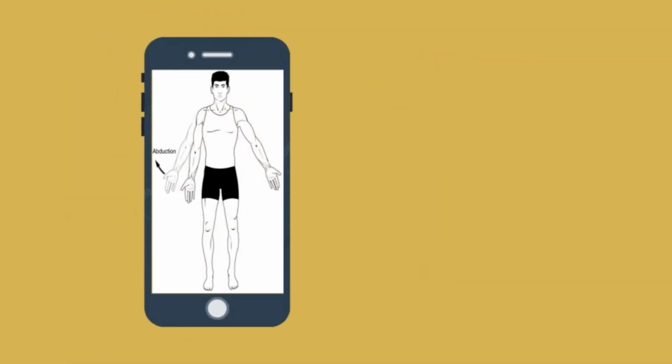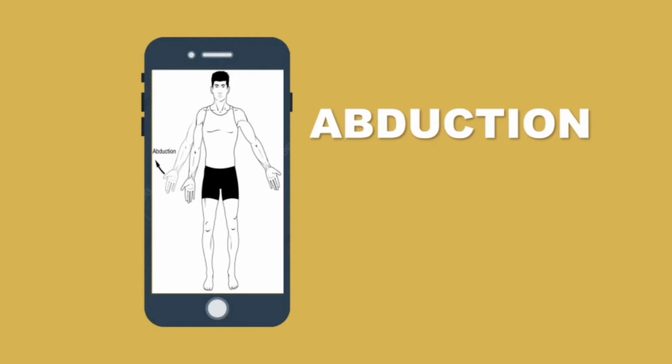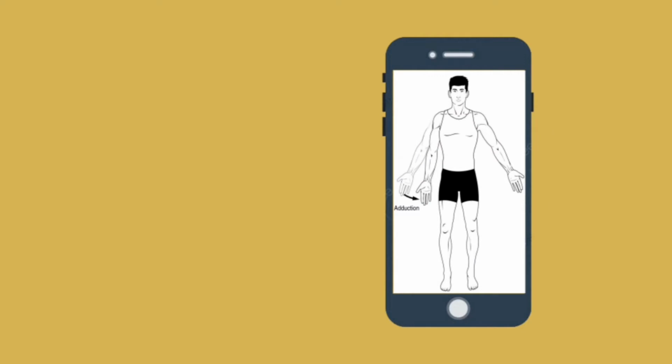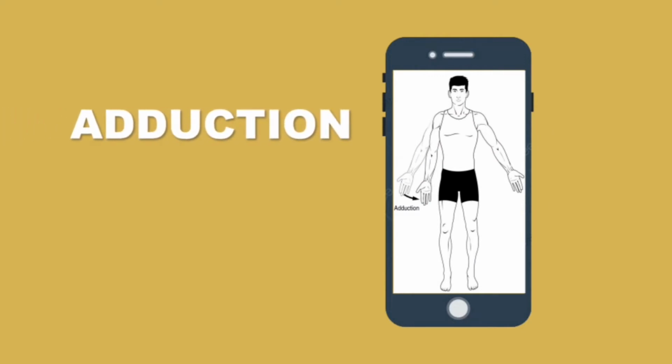The third one is abduction. Abduction is a motion that pulls a structure or part away from the midline of the body. Abduction of the shoulder, raising the arms out to the sides of our body, is one example of abduction movement. The last movement is adduction. Adduction is a motion that pulls a structure or part toward the midline of the body. Dropping the arms to the sides and bringing the knees together are the best examples of adduction.